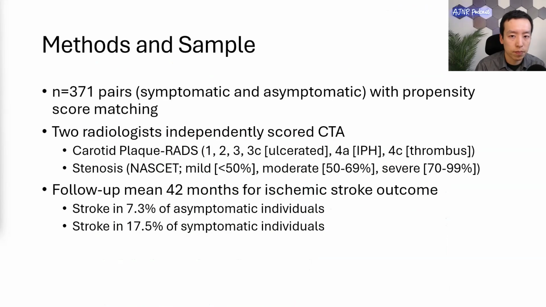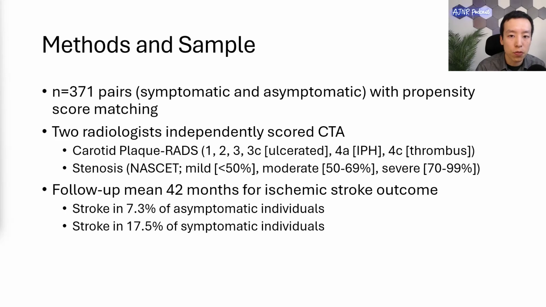In other words, once we know that a CTA looks vulnerable, does that information translate into meaningful prediction of future stroke risk? So this retrospective prognostic study used 371 propensity score matched pairs of symptomatic as well as asymptomatic patients, meaning patients who had a stroke versus did not have a stroke at the time of the initial CTA. And the two radiologists in the study independently scored CTA findings based on the CTA-based Plaque-RADS framework and also graded stenosis by NASCET criteria as mild, moderate, or severe, meaning 70 to 99% stenosis relative to the distal normal vessel.